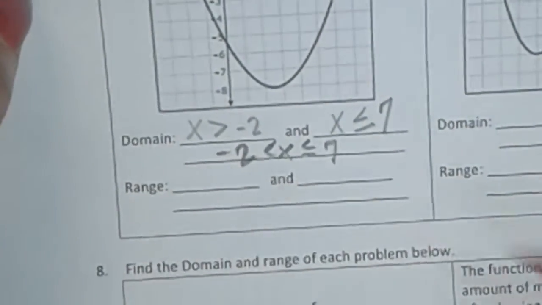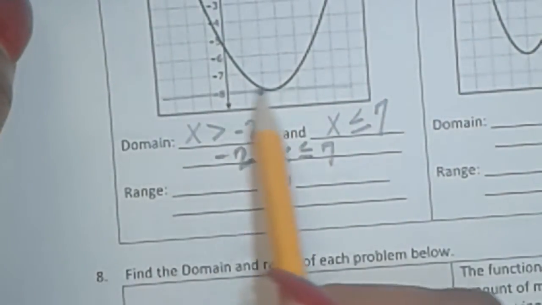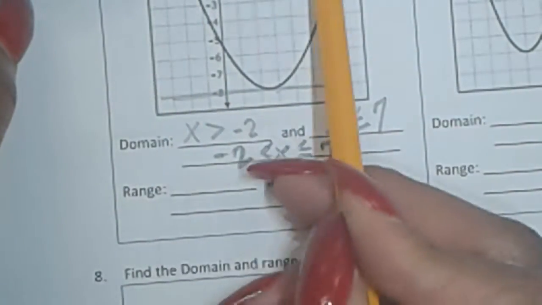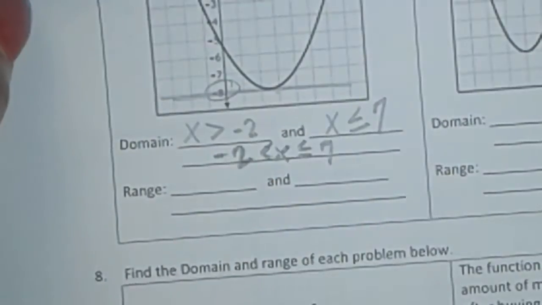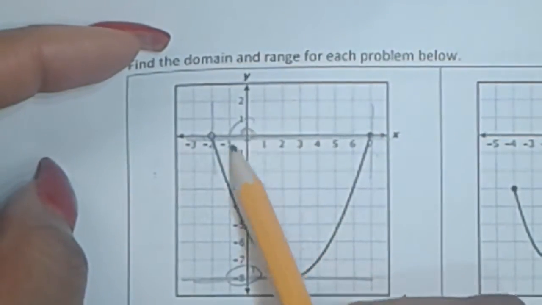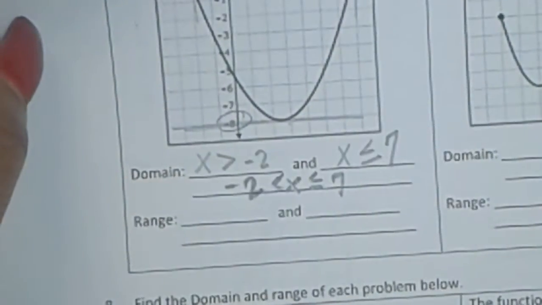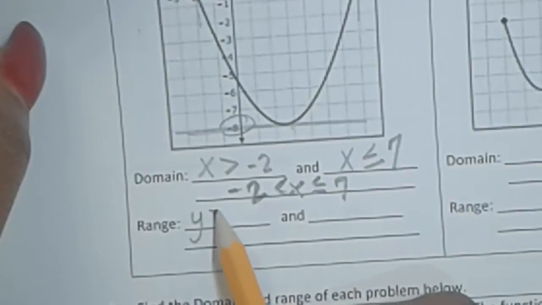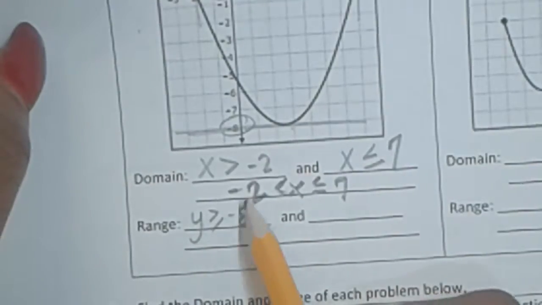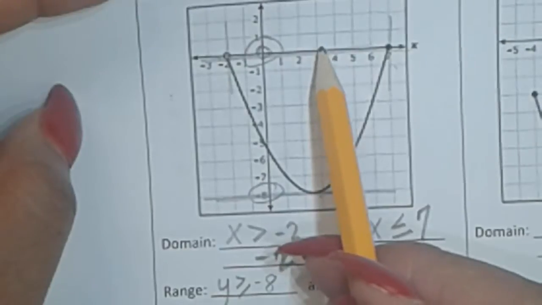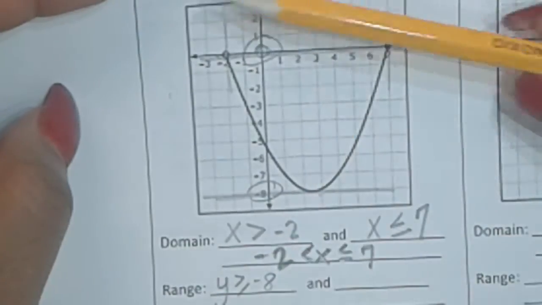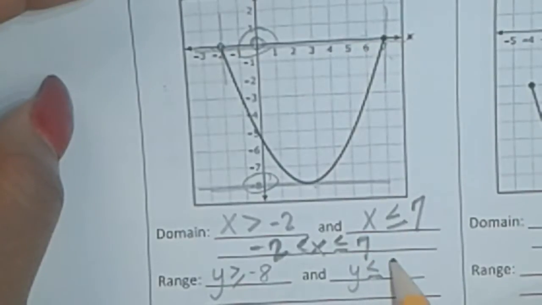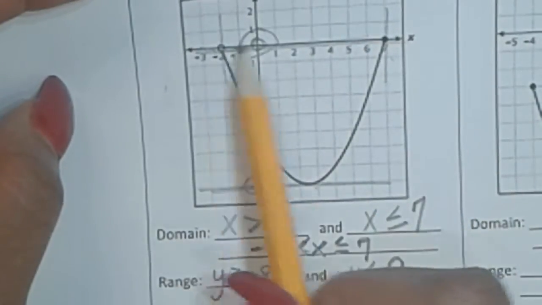Now let's look at the range. It stops here and here. Negative 8 all the way up to 0. What does that mean? The range, the y value, is greater than or equal to negative 8. And then here, it is what? Less than or equal to 0.